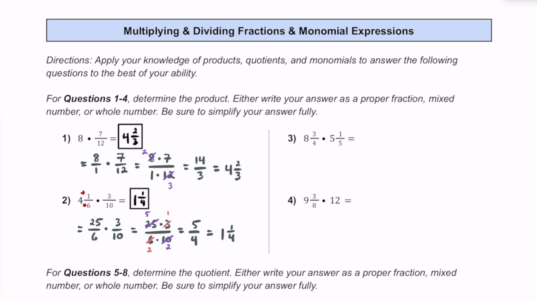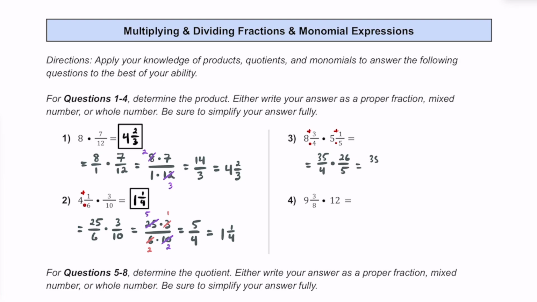All right, for number 3, we have a mixed number by a mixed number. So this 8 3/4, let's go ahead and turn that into an improper fraction first. So 8 times 4 is going to be 32, plus a 3 is going to be 35. So we're looking at 35 over 4 here, multiplied by, and let's turn this 5 1/5 into an improper fraction as well. 5 times 5 is 25 plus 1 is going to be 26. So we're looking at 26 over 5.